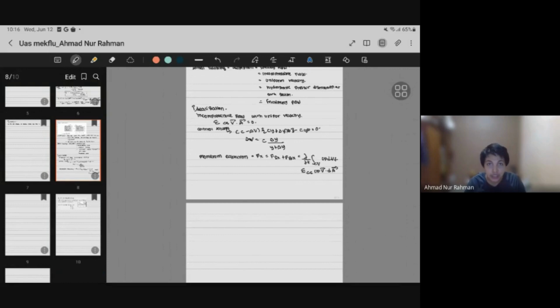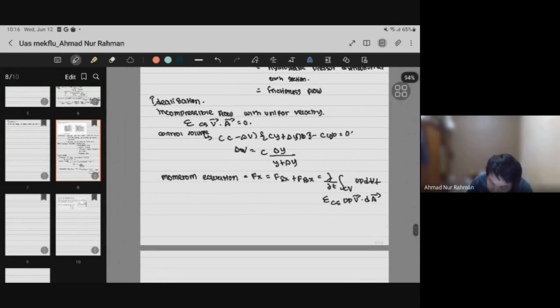The unsteady term d per dt disappears as the flow is steady. The body force Fb is 0 for horizontal. So because it's steady, the result we find is Fsx equals integral over CS of u rho V dot dA. This is what happens when the flow is steady.